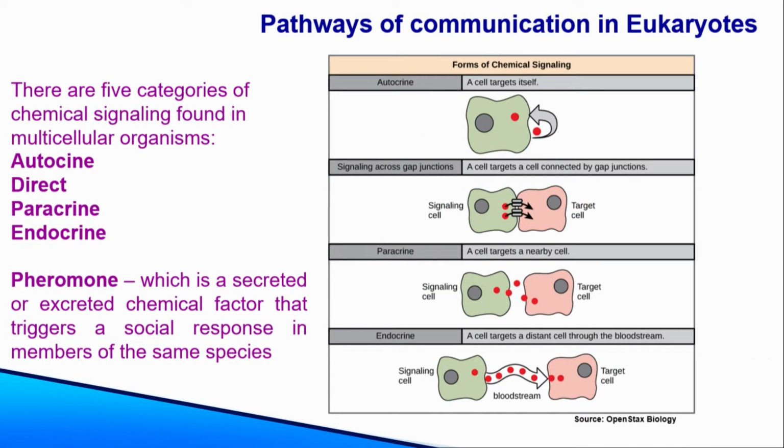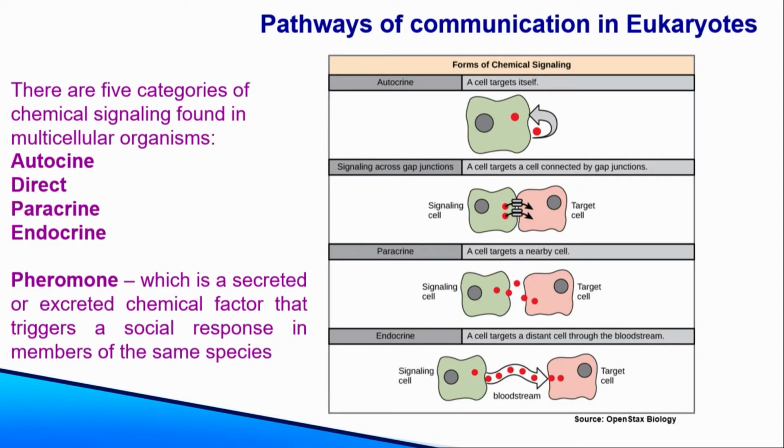The pathways of communication in eukaryotes are much more complex when compared to those of bacteria, because they are multicellular organisms, and unlike bacteria where the cell interacts and the response is seen, in this case there are many cells, and the cells sometimes need not interact with each other, but the cell has to secrete substances into the extracellular environment and then reach the target at distant places. There are 5 categories of chemical signaling found in multicellular organisms.